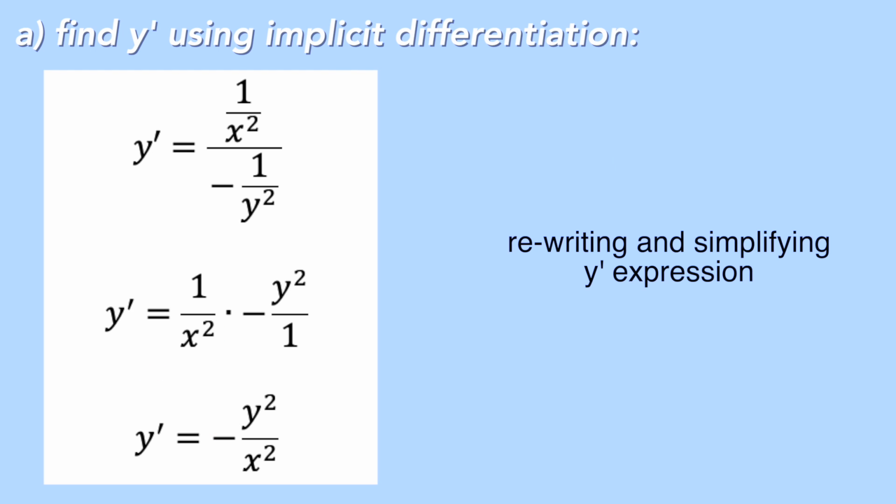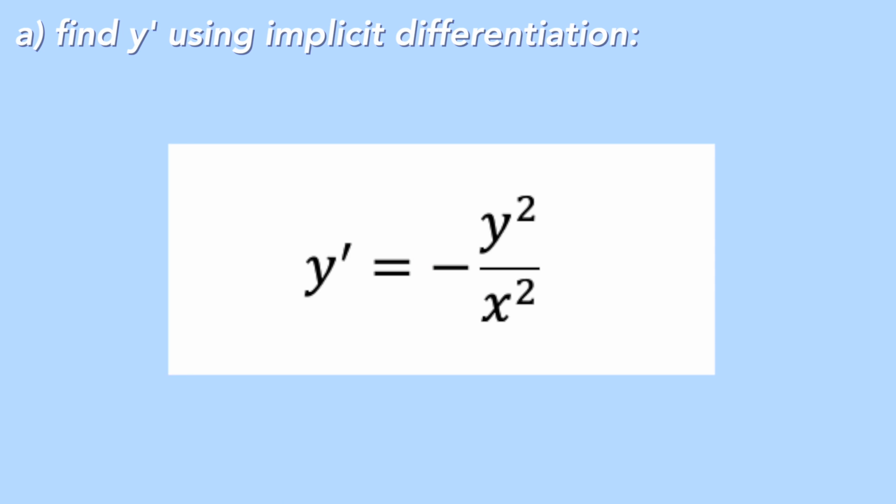That is our y prime, but we can rewrite and simplify it, getting y prime is equal to negative y squared over x squared. So our final answer in part A is y prime is equal to negative y squared over x squared.